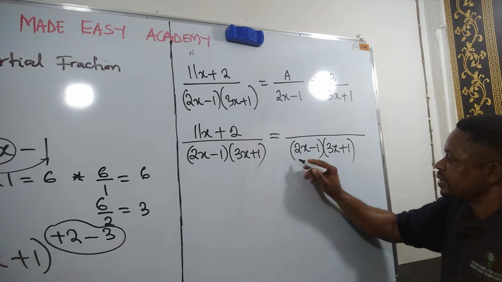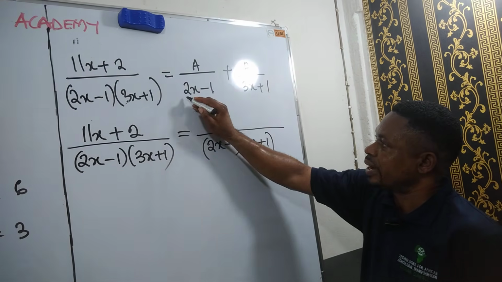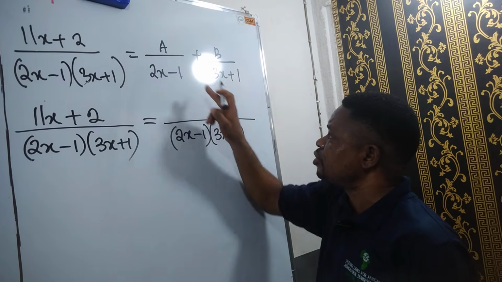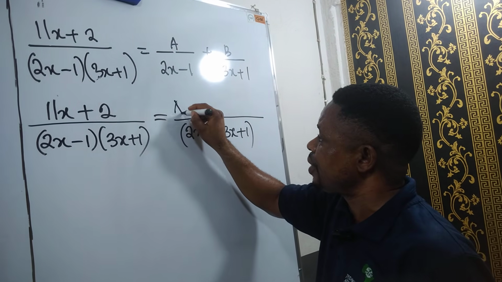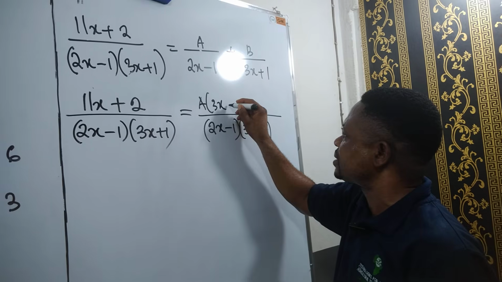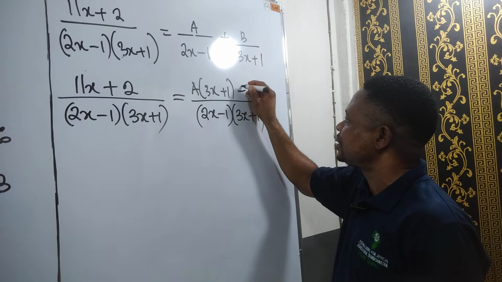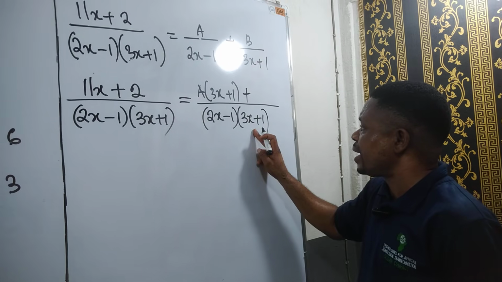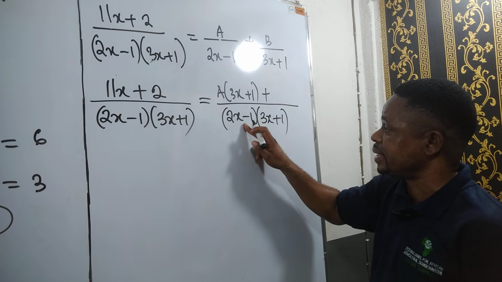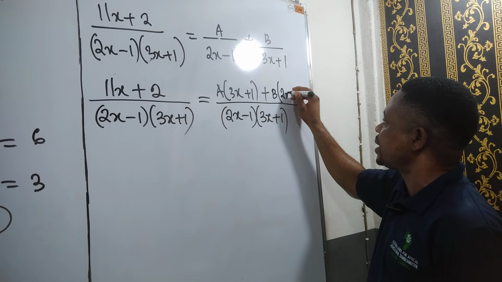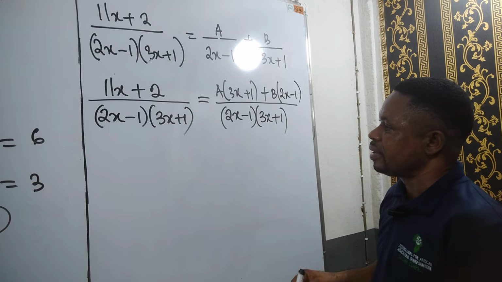Now let's divide. This 2x minus 1 will cancel 2x minus 1. What remains is this. Use this one to multiply by A. It will give you A bracket 3x plus 1, close the bracket. And we now add. How? This one again will cancel this one. It will remain this. Now multiply to give you B bracket 2x minus 1, close the bracket.